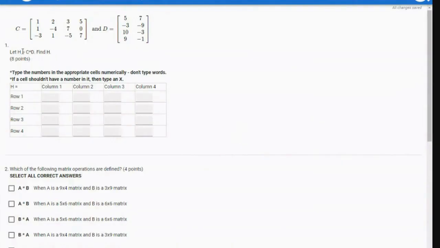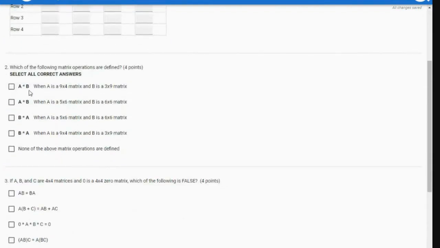This first one, they want you to multiply C times D. There's C, it's a 3 by 4, and this is a 4 by 2. Put an X over any cell that you don't need, because they gave you a 4 by 4 as the answer. You don't need a 4 by 4 because this is a 3 by 4 and a 4 by 2. Put an X on it.